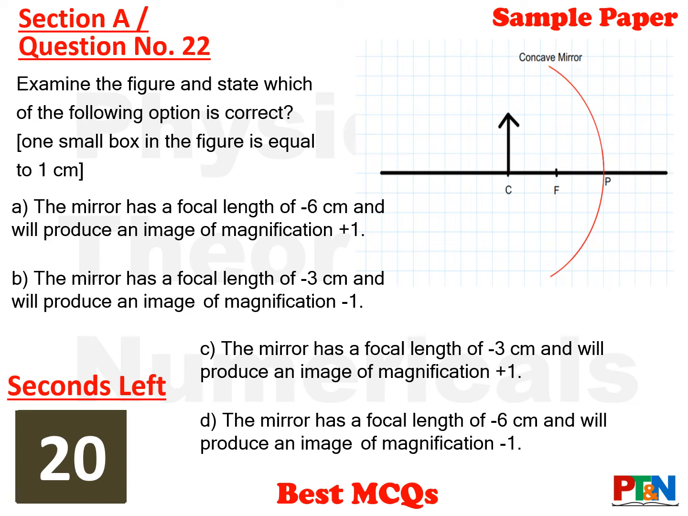Next question, question number 22. Here the diagram has been given on a graph paper. Each square is of side 1 centimeter, that is the distance that is represented. Now from this diagram you need to find out the focal length, and for the object after reflection what will be the magnification. This is for a concave mirror. 4 options for you, 20 seconds time. Your time starts now.